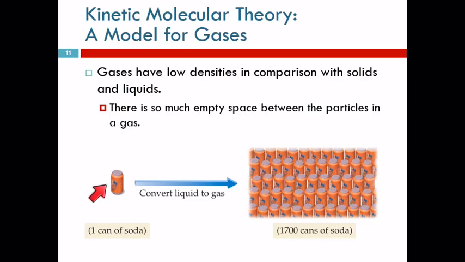If you took one can of orange soda, which is a liquid, and turned all of that liquid into a gas, it would occupy the volume of 1,700 cans of soda. That's a little bit of a difference in volume, right? As a gas, those molecules that were in this liquid have the same mass. Their mass is the same, but the volume is much, much larger. So gases have very low densities. Any question?